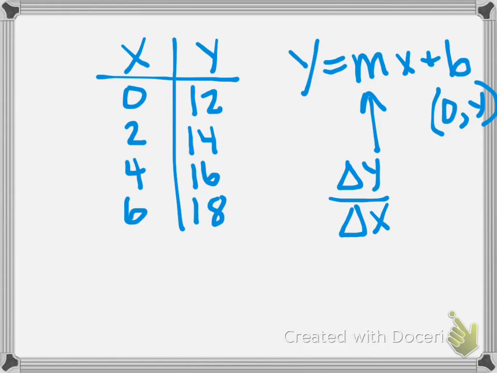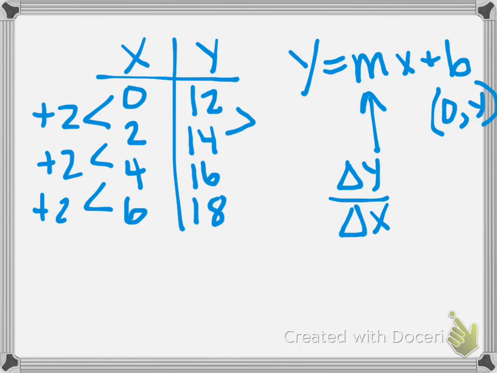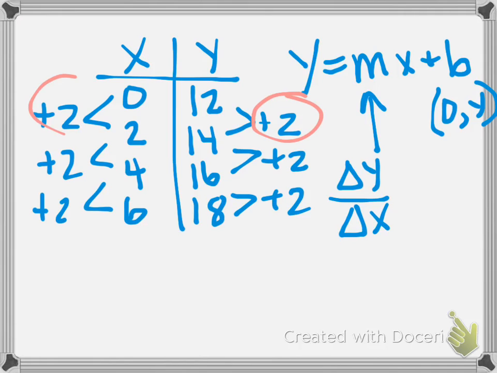In this table, the first thing I want to find is the difference in the x values, and I can see x is increasing by 2 every time, and the difference in my y values is also increasing by 2 every time. And now that I have those differences, I can find the slope by taking the difference in y, 2, divided by the difference in x, 2, and 2 divided by 2 is 1. So that means my slope is 1, or 1x.